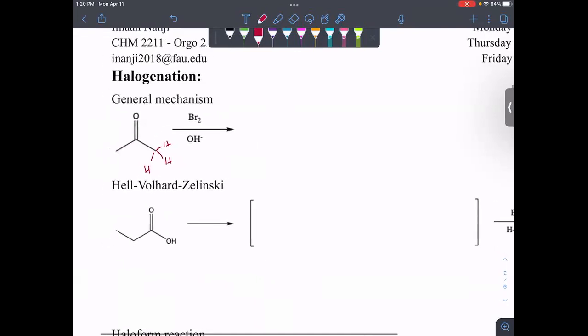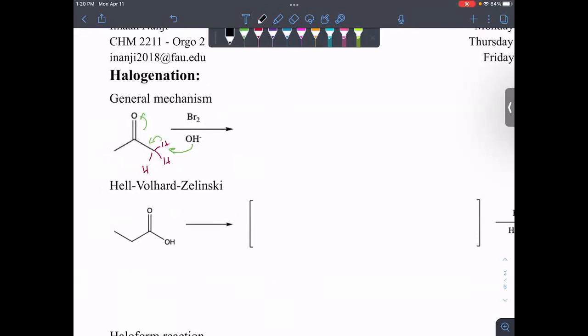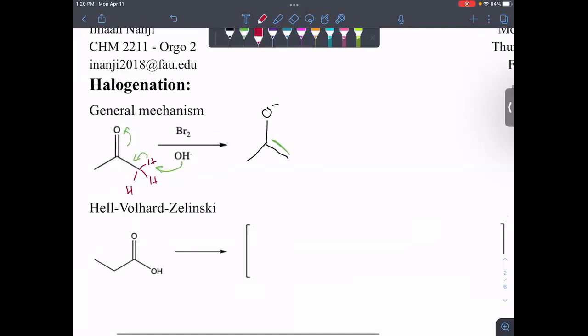So the mechanism for this, first you have your base, which takes the alpha hydrogen, forms the enolate. So you have this. Then the enolate is reactive and the bromine, one of them is electrophilic. So the enol just goes up and attacks one of them.